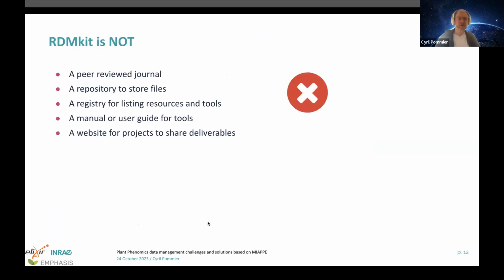What it's not: it's not a peer-reviewed journal. It's not a repository to store files. It's not a data repository. It's not a simple registry of resources and tools. It's not a manual or user guide for tools. It's not a website for projects to share deliverables.